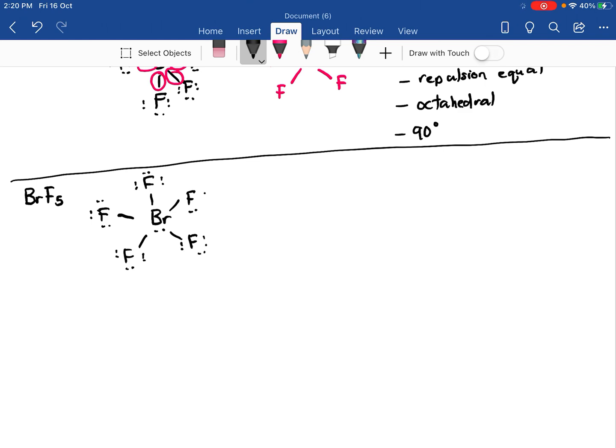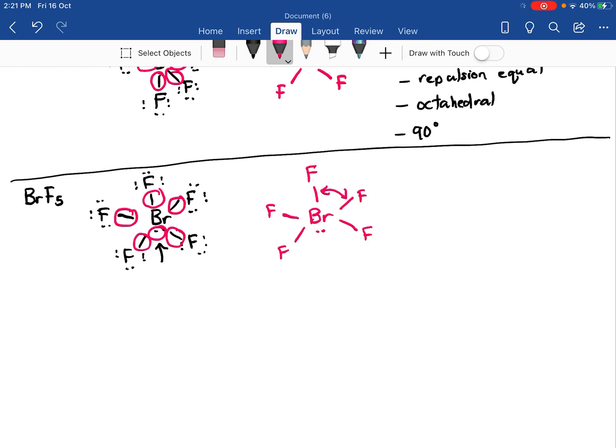Again, if you consider the number of electrons around the central atom, you will see that it has 6 pairs of electrons. However, one of them is a lone pair, while the rest are bonding pairs. So it will take the shape of square pyramidal. So we can draw square pyramidal like this. And the angle will be less than 90 between each other.